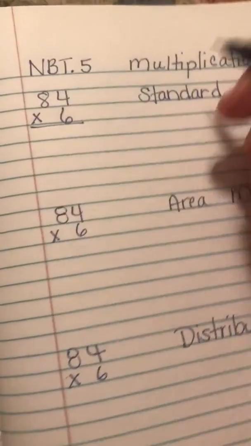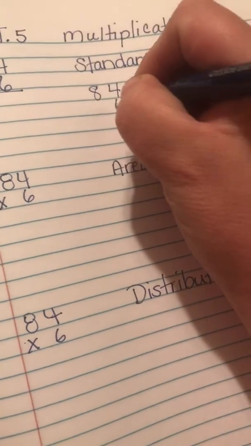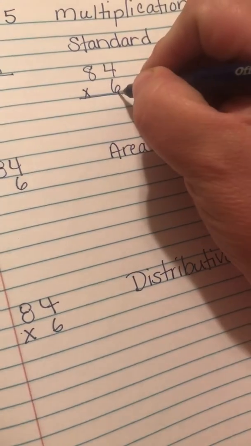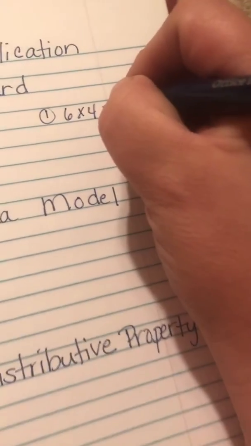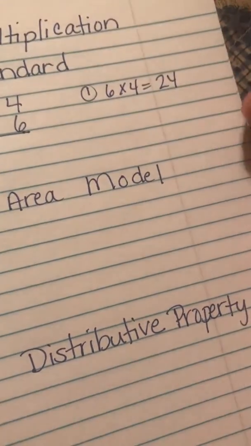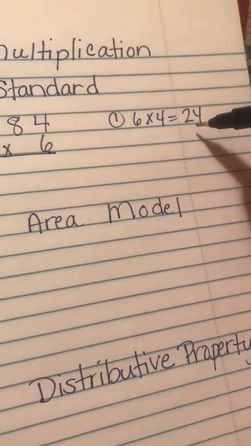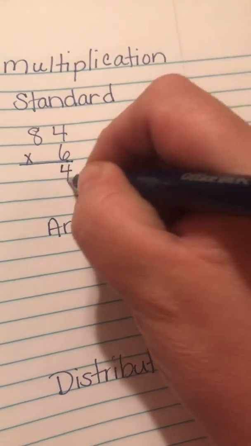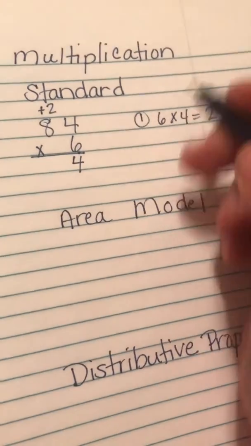Well, the standard algorithm says to take 84 times 6. Step 1 says to multiply 6 times 4 equals 24. Well, as we know, we can't put 2 digits into one place value. So we bring down the 4 and we carry a plus 2 into the tens.